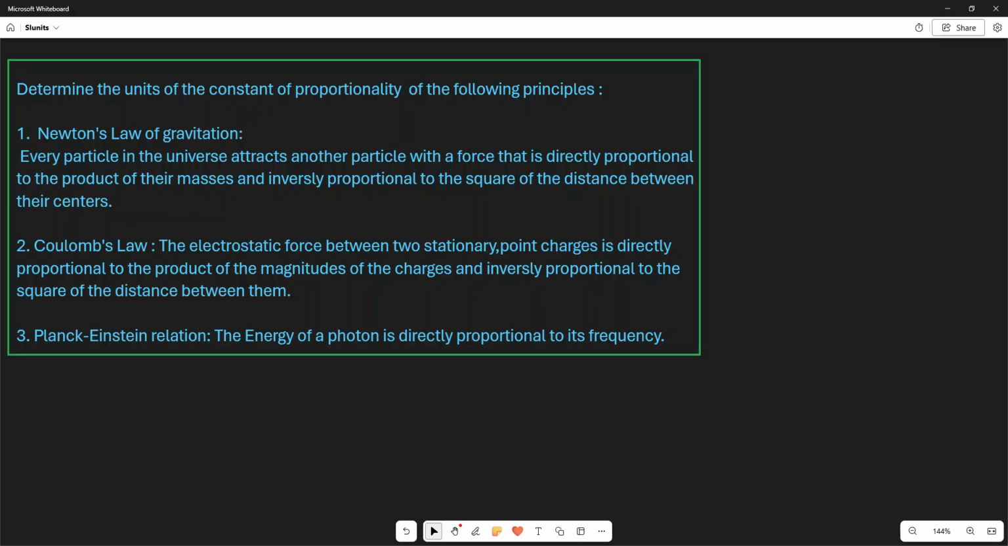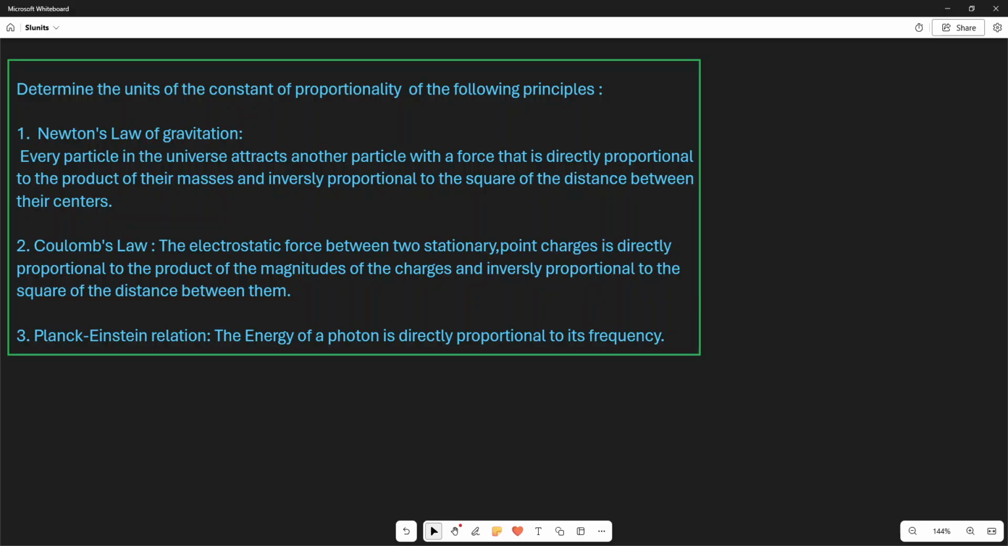Okay, and then the second one is Coulomb's law, which has the same mathematical format as Newton's law of gravitation. Coulomb's law states that the electrostatic force between two stationary point charges is directly proportional to the product of the magnitude of the charges and is inversely proportional to the square of the distance between them.